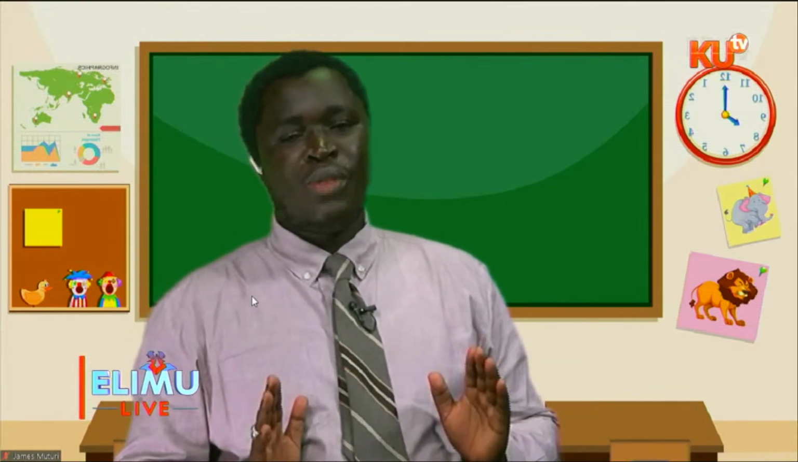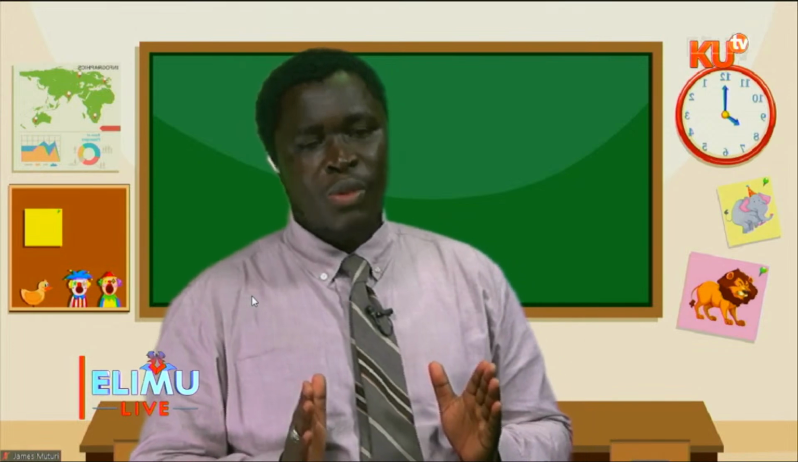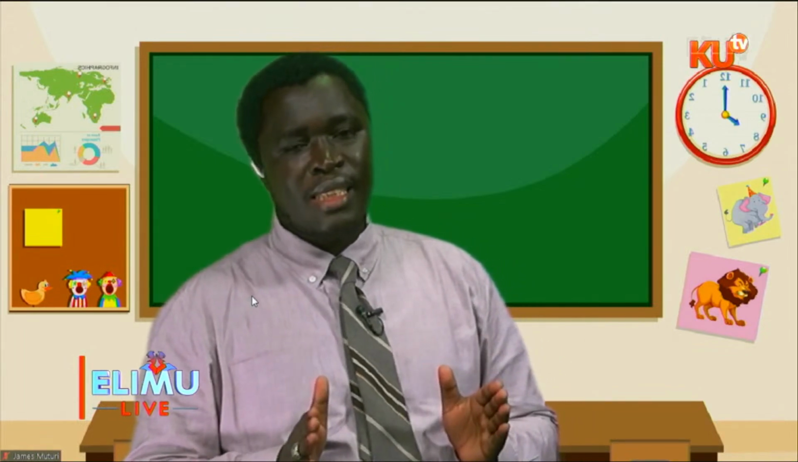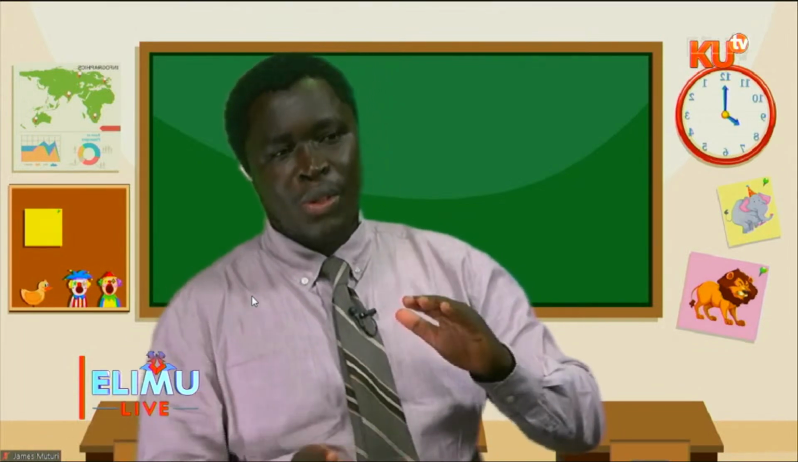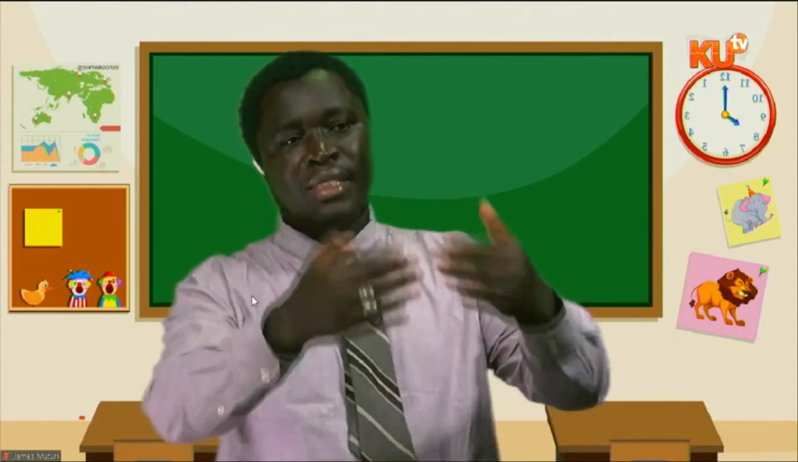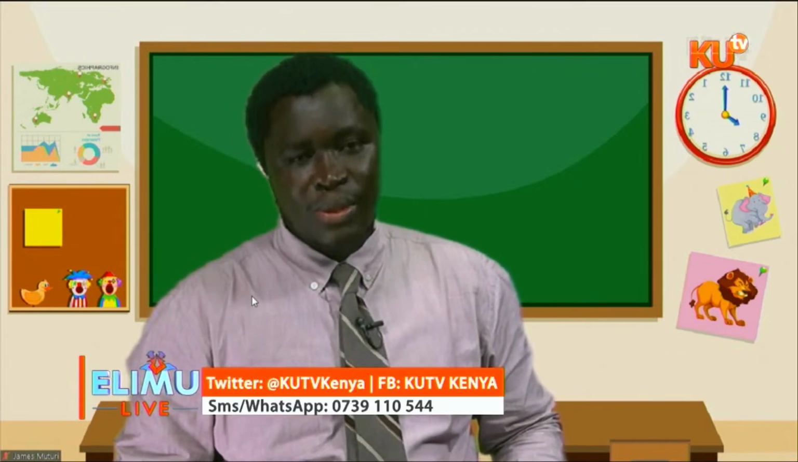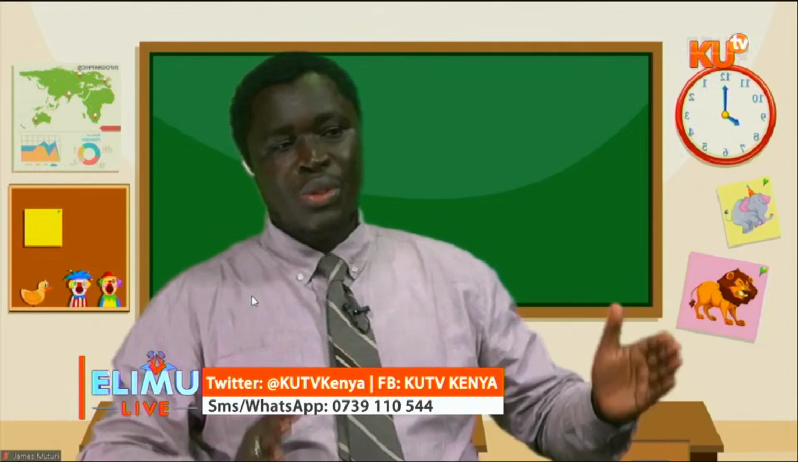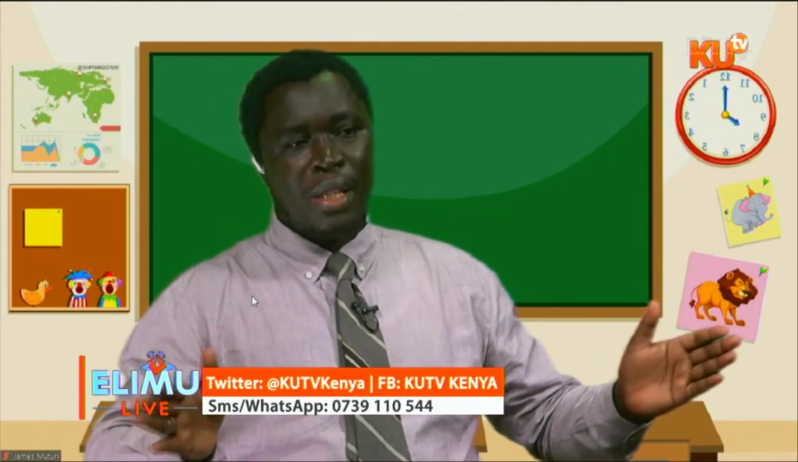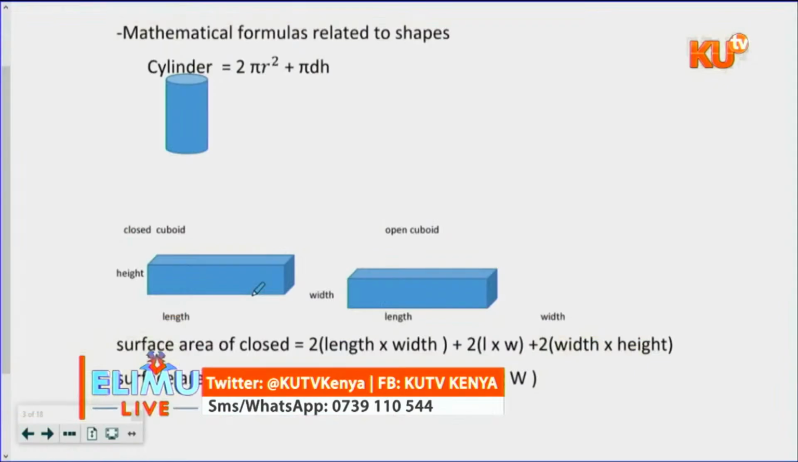6 faces, with 2 pairs of identical faces: top and bottom. The face facing us and the face facing away from us are also the same. The cross-sectional faces facing away are also equal. So let's come to the formula of a closed cuboid.